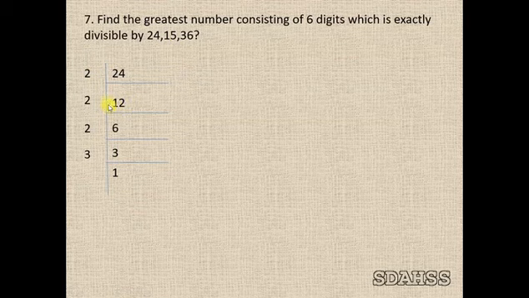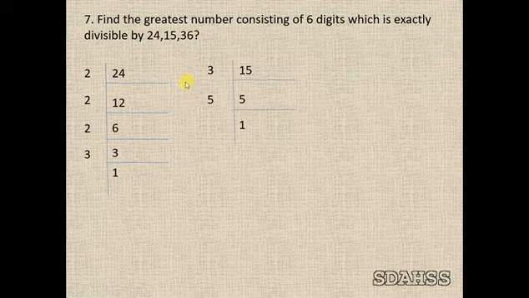12 can be divided by 2 table. If you divide by 2 table, then you will get 6. 6 can be divided by 2 table. Then you will get 3. 3 can be divided by 3 table, then you will get 1. Then consider 15. 15 can be divided by 3 table, then you will get 5. 5 can be divided by 5 table, then you will get 1.